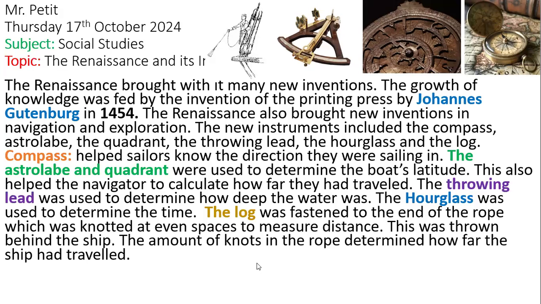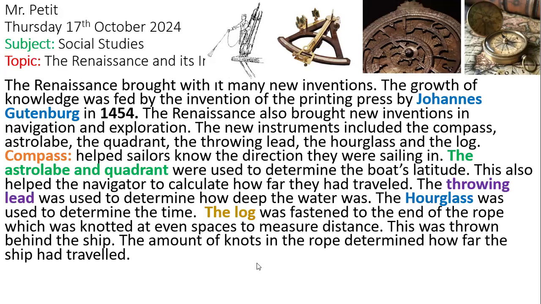Yes, sir. What was the purpose of the compass? To help sailors know the direction that they were sailing in. Very good. What was the purpose of the throwing lead? The throwing lead was used to determine how deep the water was.